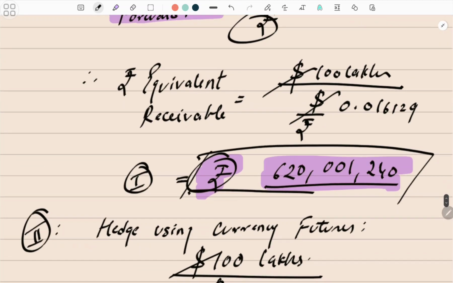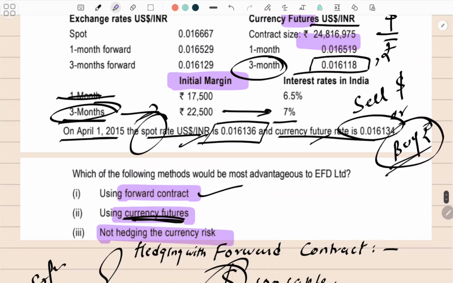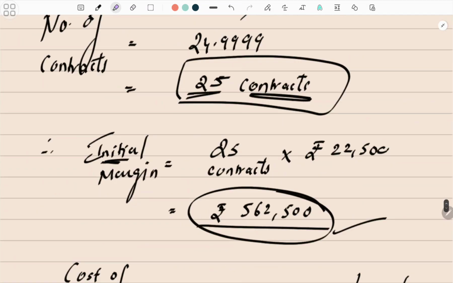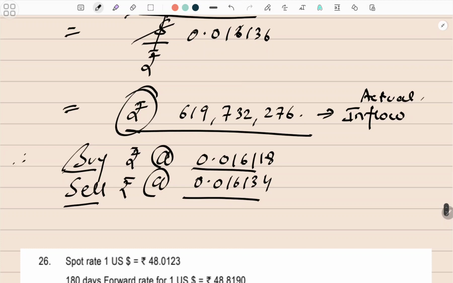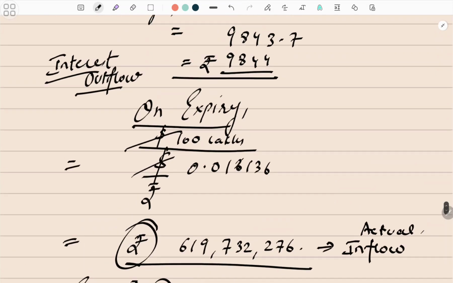This is on expiry. The currency future on expiry, how much is it? This rate, 0.016134. So there's a profit. I'm selling at a higher rate and I'm buying at a lower rate. Okay. 0.016134 minus 0.016118. This will be 0.000016, that is 16 into 10 to the power minus 6, and then into lot size.